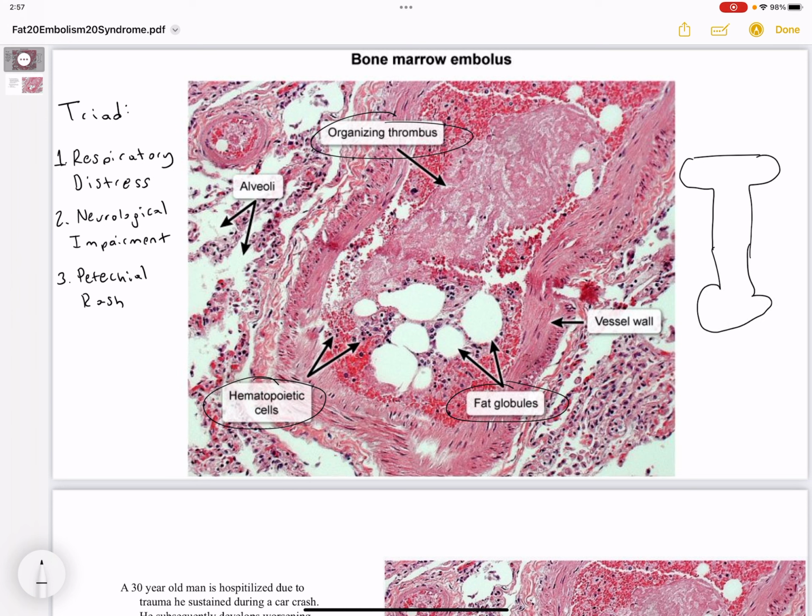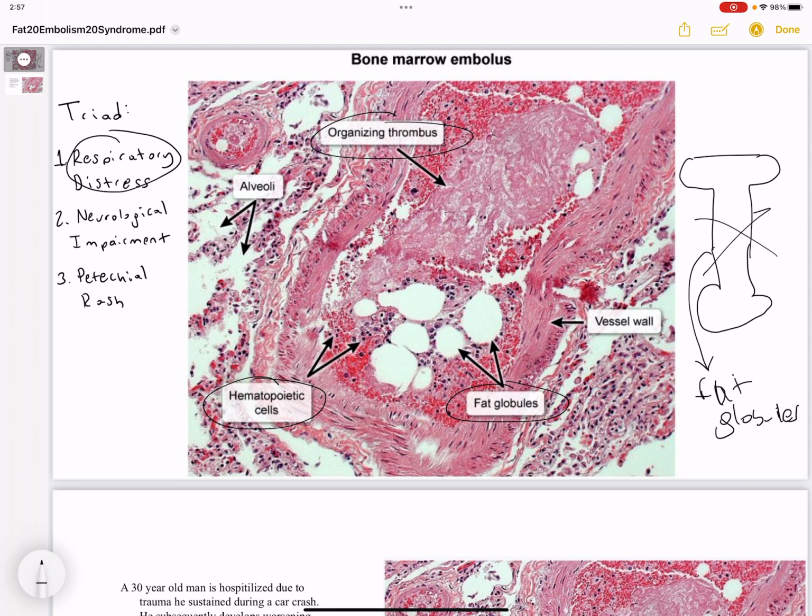Now, here is an example of a long bone, and when there's a fracture to the long bone, what can happen is these fat globules can then be dislodged into the lungs. These fat globules can combine with red blood cells as well as platelets to form these aggregates that can occlude vasculature in the lungs. And this occlusion of the vasculature in the lungs can then prevent appropriate gas exchange from occurring. What this can cause is respiratory distress.